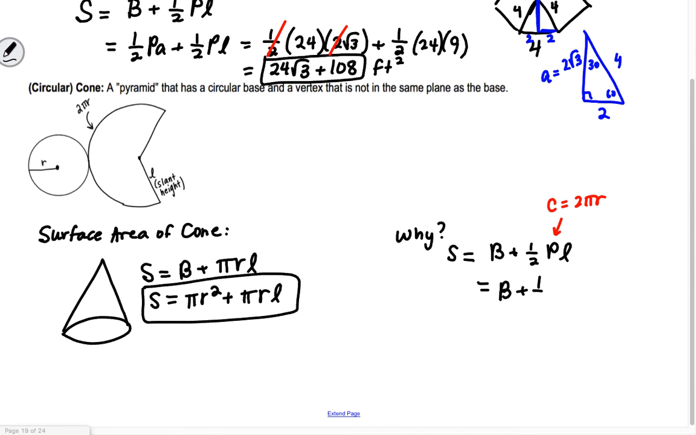Do you guys see how the 1/2 and then the 2 pi r, those 2's will go away, like 1/2 and 2 goes away. And then we have our L. So it's area of the base plus pi r L. Okay, so it's a very similar formula.